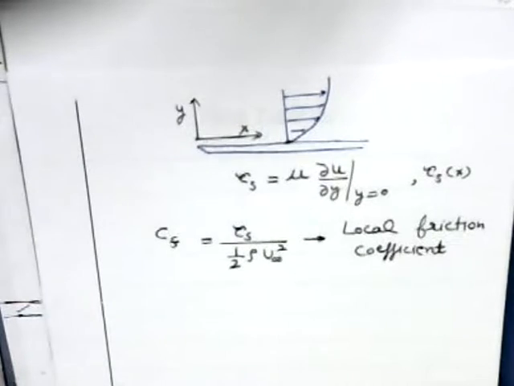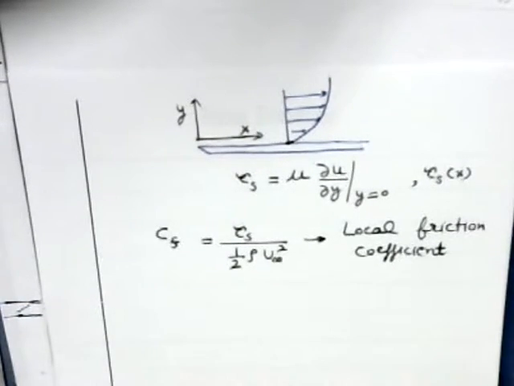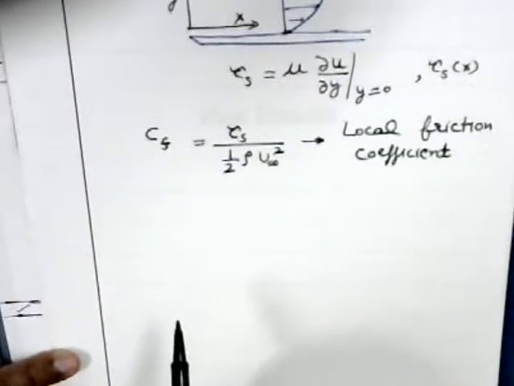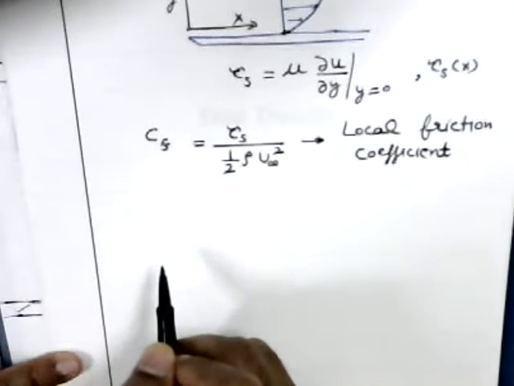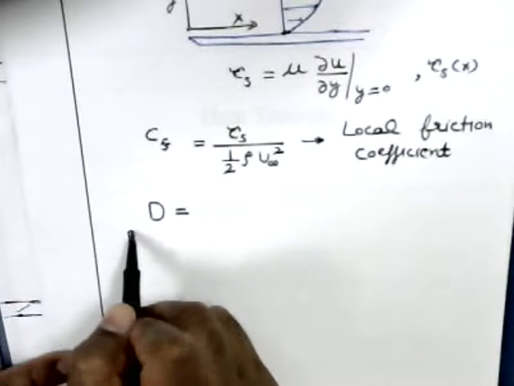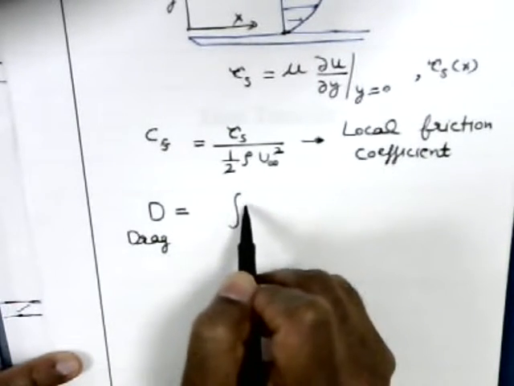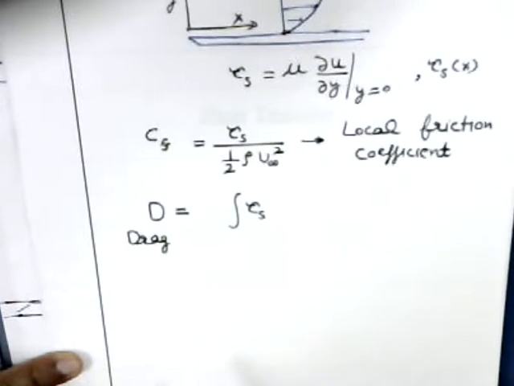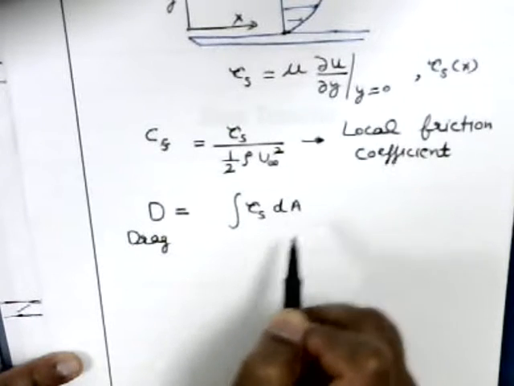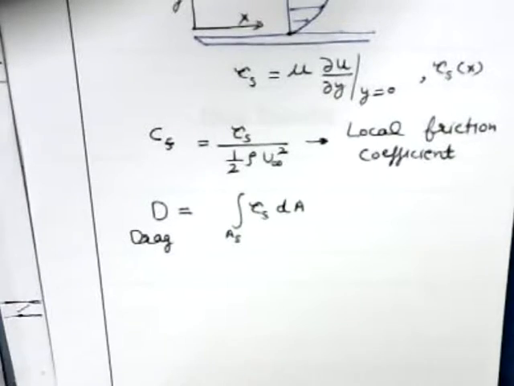This local friction coefficient is a measure of the shear stress on the plate. If you want to determine the shear stress on the entire plate, or instead, say I want to write drag D, the drag on the plate, this will be given by the integral of tau s, which is the shear stress at any location. We integrate it over the entire area of the plate. That will give us drag.